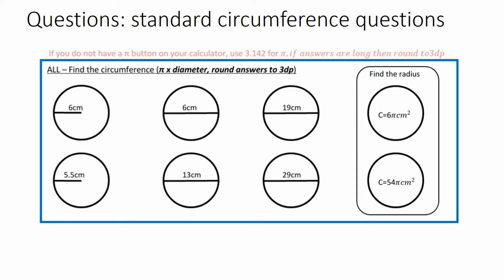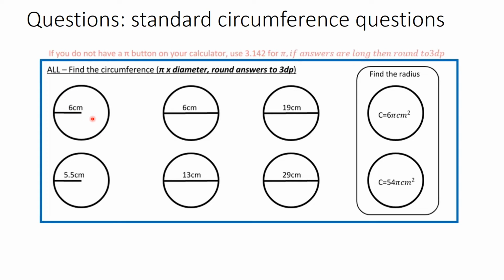So there's 3 lots of questions. These are the standard ones that everyone needs to be able to do. I didn't do the answers for this sheet, and the answers are rounded to 3 decimal places. So if you can round to 3 decimal places, do. Otherwise, if your answer is close enough, that's fine. I'm not testing you on rounding. I'm testing you on your ability to work out the circumference of a circle.